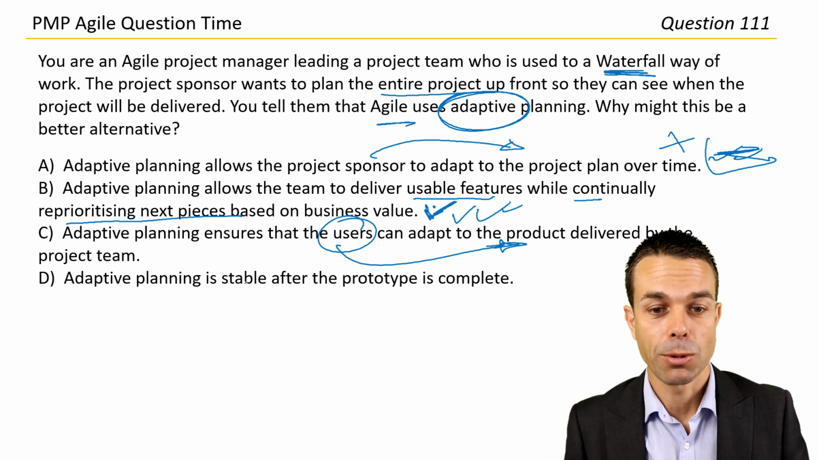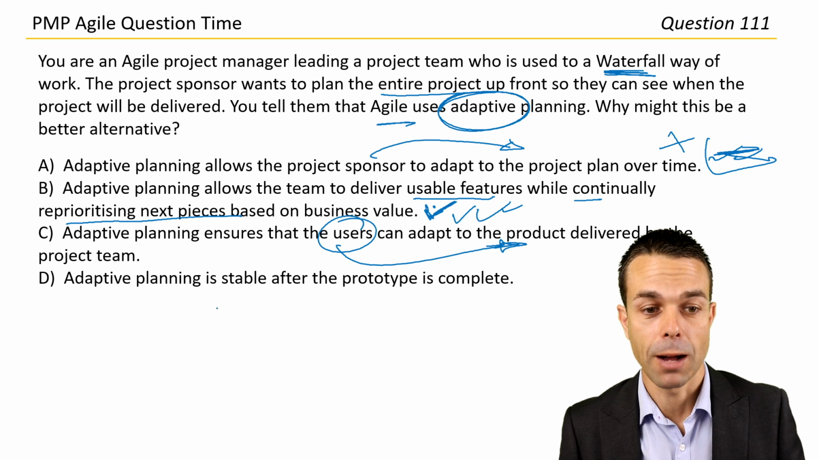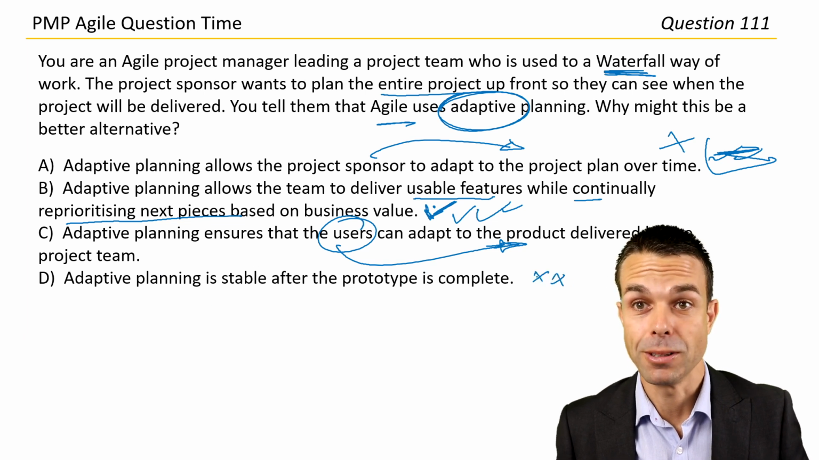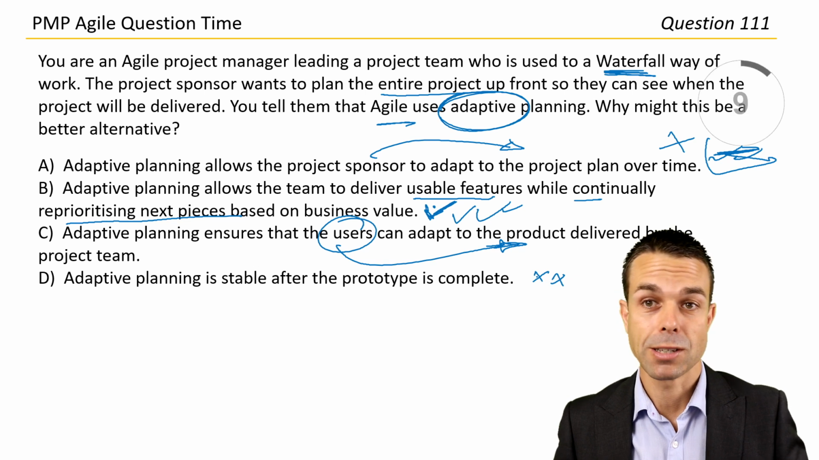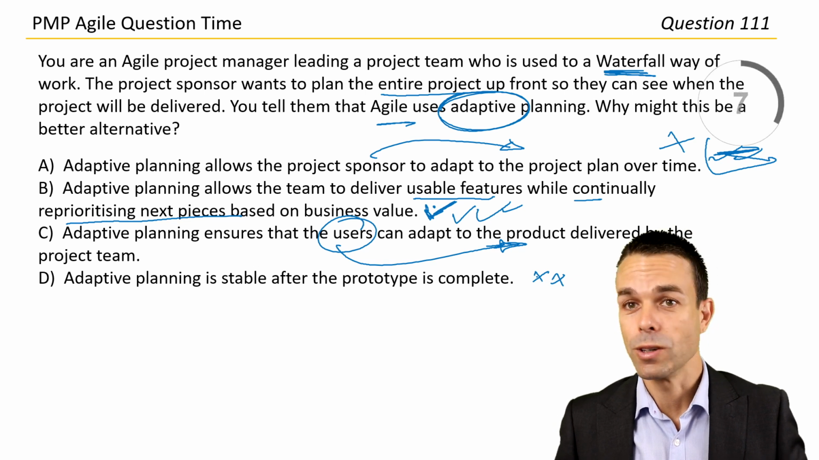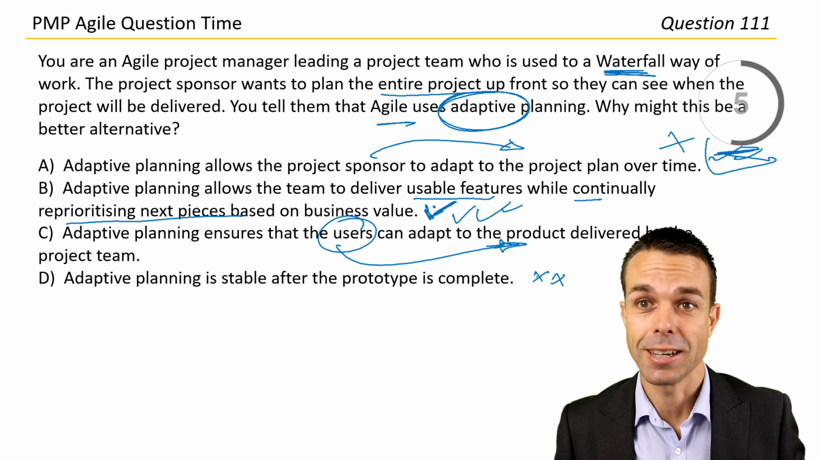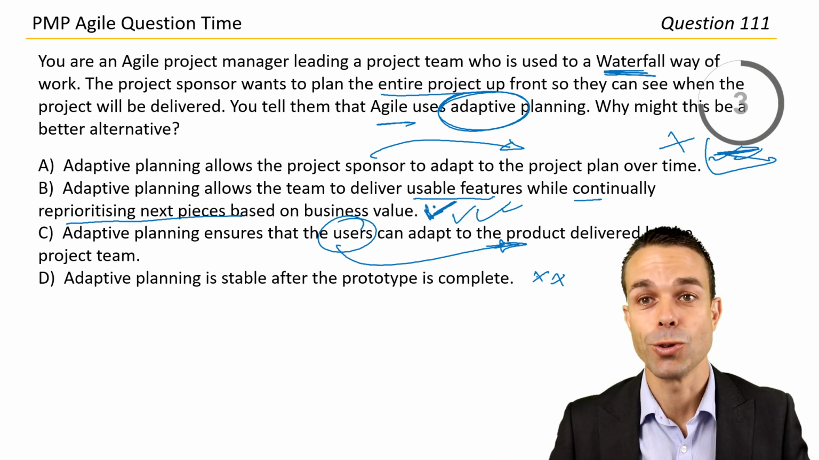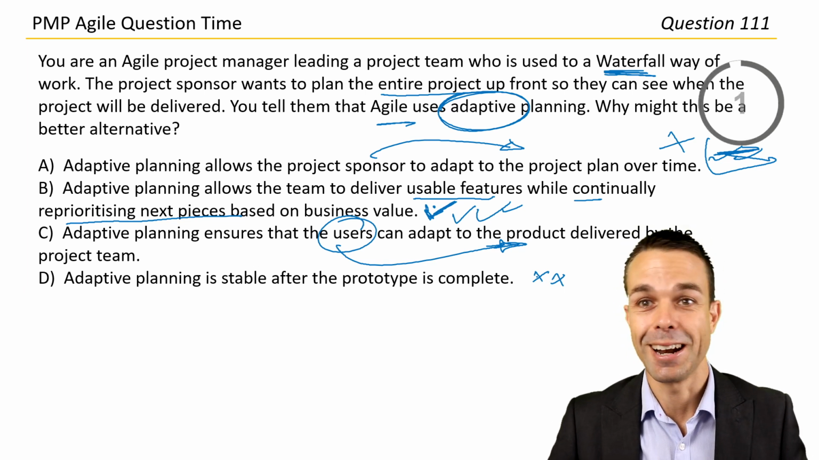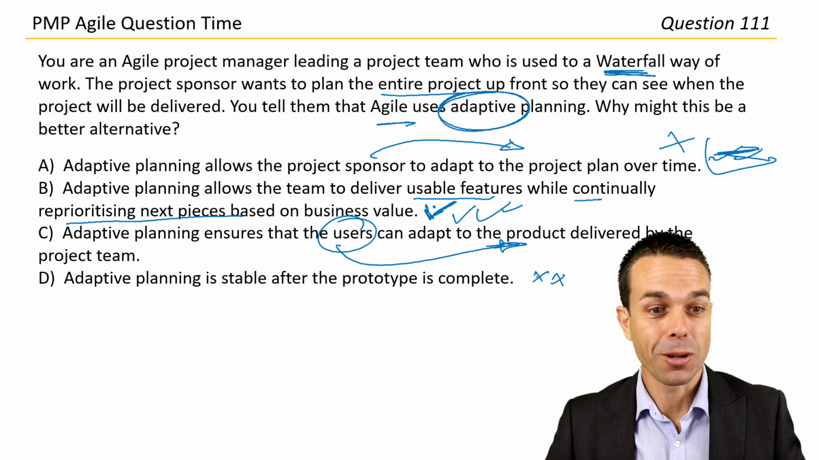Adaptive planning is stable after the prototype is complete. Also not true. Because things happen, life happens. Even if you create a prototype, someone uses it and says that's great. Once they get their hands on it, things could change again. And that's why we need to be open to that feedback and open to change in an agile methodology. All right, let's go with answer B.